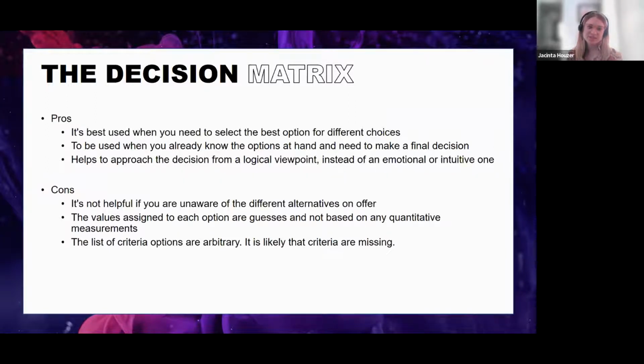Some advantages to using the decision matrix are that it's best when you need to select the best option for different choices. It's to be used when you already know the options at hand and need to make a final decision. It also helps to approach the decision from a logical viewpoint instead of an emotional or intuitive one, as you've assigned numbers to each criteria.